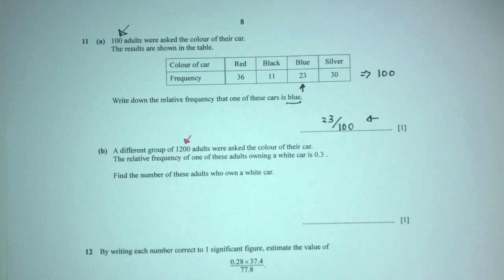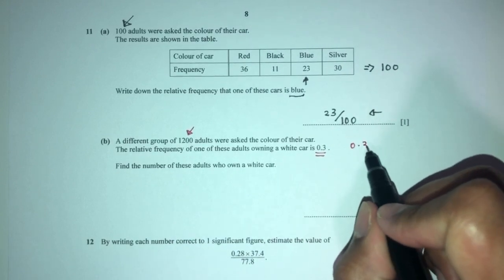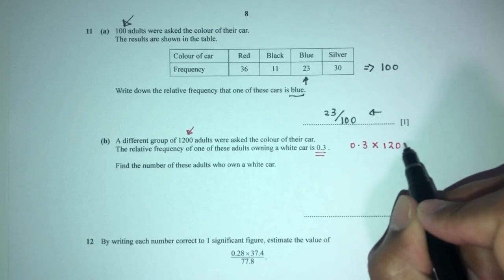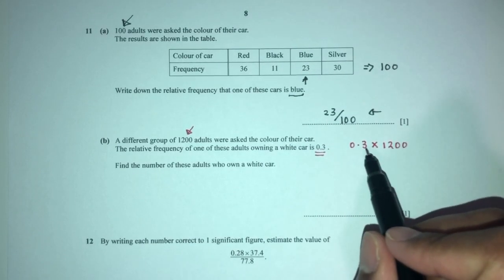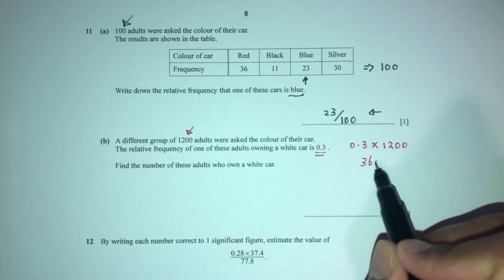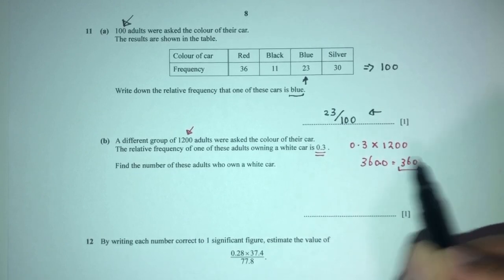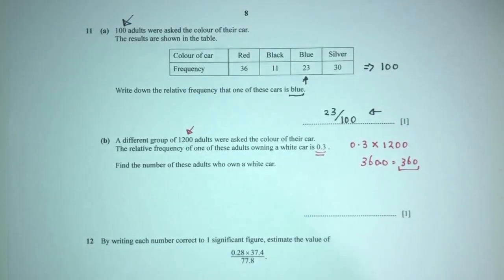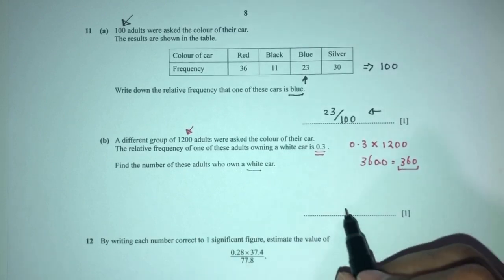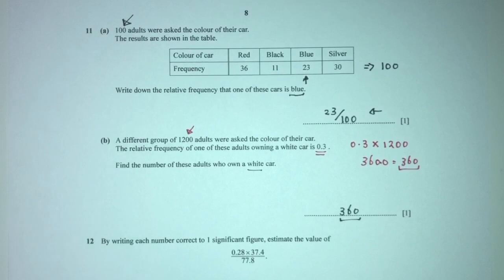Now the relative frequency of one of these adults owning a white car is 0.3. Now 0.3 times 1,200. What is that value? So that will be 3,600. One decimal place here, that will be 360. So from the group, we can expect 360 to have a white car. Find the number of people who own white cars. So we just did this. That will be around 360 according to that experiment.